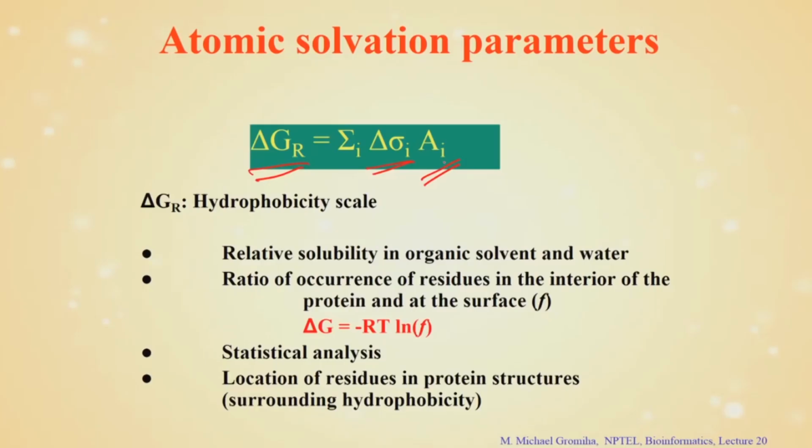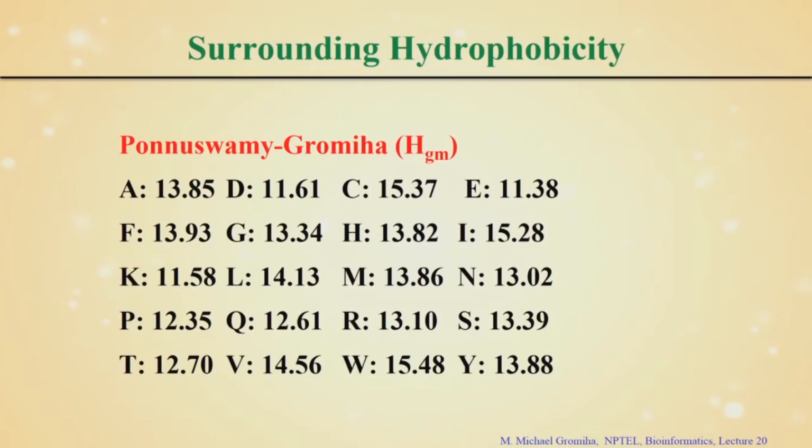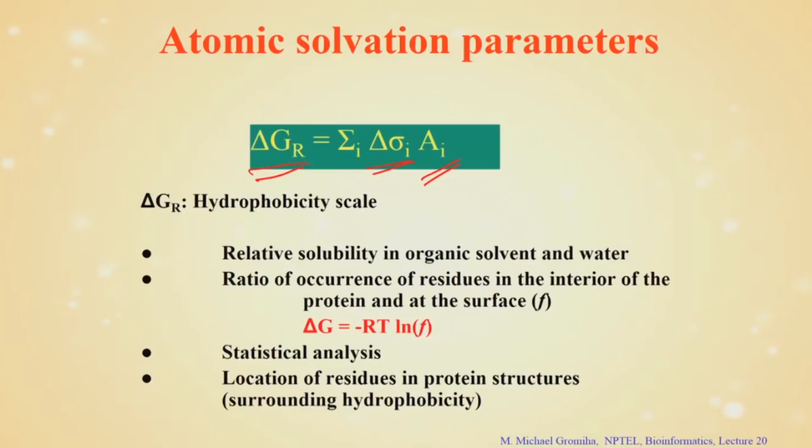Also we know Ai for each atom. If you take alanine, you can use its hydrophobicity value. What is the value for alanine? 13.85. This 13.85 is the left hand side. We relate it with these atomic solvation parameters. How many atoms in alanine? Right, 5 atoms: 4 main chain atoms plus one side chain atom.